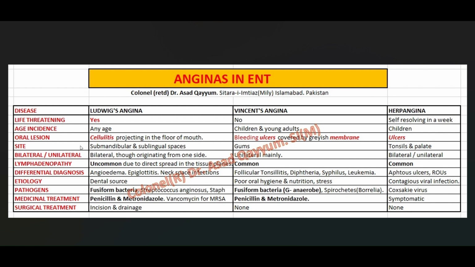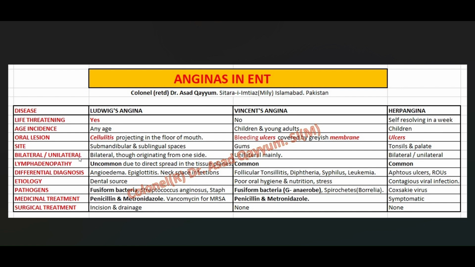Coming towards the site, it occupies submandibular and sublingual spaces in case of Ludwig's angina. Gums are mainly involved in Vincent's angina. In herp angina, tonsils and palate are the main areas which are involved.